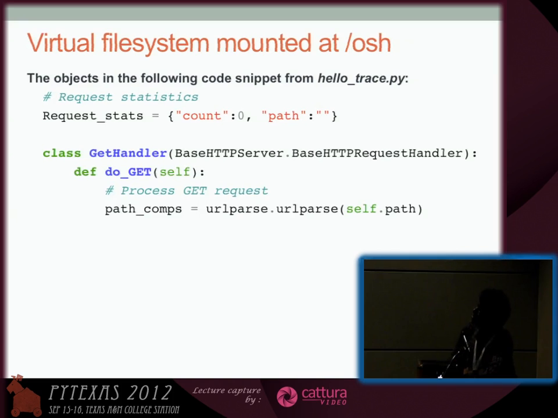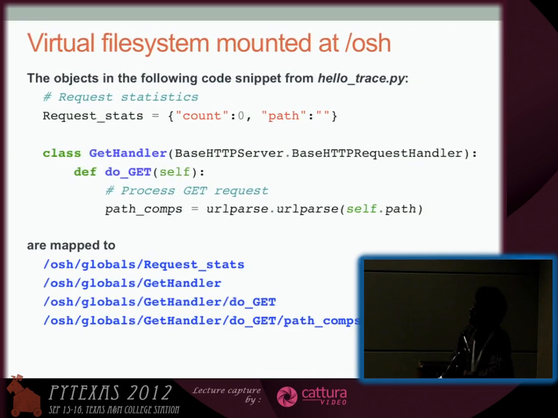The demo program is called Hello Trace, and this is a snippet from that which shows a global variable request stats and a class get handler which has a do get method. So it's a simple web server using the standard Python HTTP handler. This snippet is mapped to the following files: global/request stats, globals get handler, and methods get mapped under the class they're in. So you can just CD into the methods. You can use wildcards just like you use Unix wildcards.